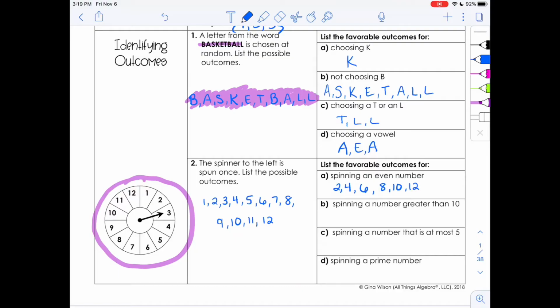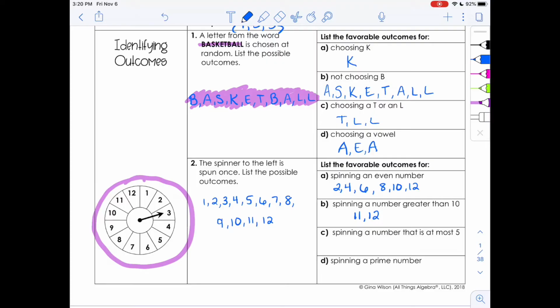B, it wants to know the favorable outcome of spinning a number greater than 10. So looking at that spinner on the left, our number's greater than 10. 11 is greater than 10, and it's on our spinner. And 12 is greater than 10. So those are two favorable outcomes of spinning a number greater than 10.